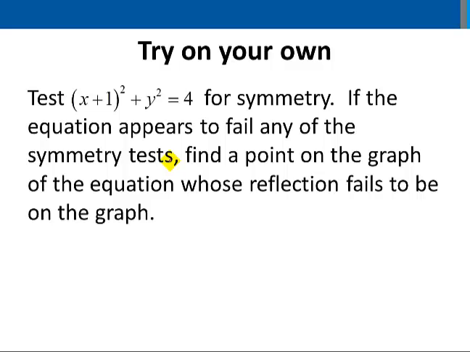Here's one to try on your own. Test (x plus 1) squared plus y squared equals 4 for symmetry. If the equation appears to fail any of the symmetry tests, find a point on the graph of the equation whose reflection fails to be on the graph.